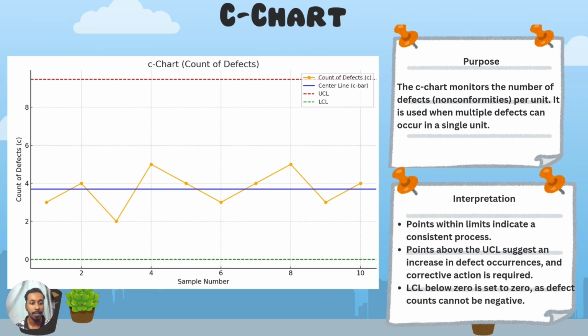The third chart is the C chart, count of defects. The purpose of this chart is to monitor the number of defects or non-conformities per unit. It is used when multiple defects can occur in a single unit. In this interpretation graph, we see points within limits indicate a consistent process. Points above the UCL suggest an increase in defect occurrence and corrective action is required. As we see, an LCL below zero is set to zero as defects cannot be negative.